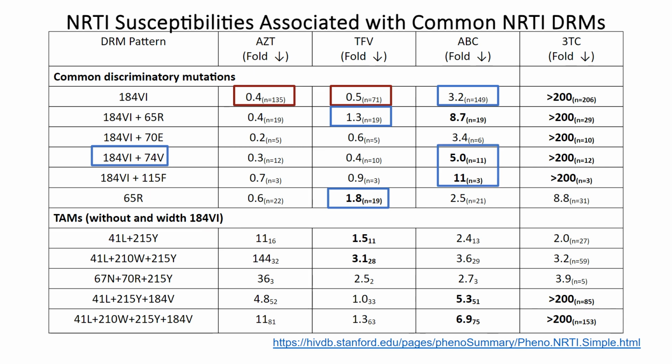L74V and Y115F reduce abacavir susceptibility, particularly when they occur in combination with M184V. The TAMs, particularly those at positions 41, 210, and 215, reduce susceptibility to each of the NRTIs. Their effect on tenofovir and abacavir are clinically significant.